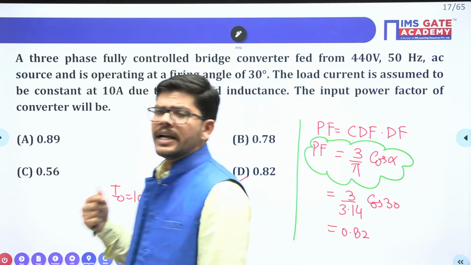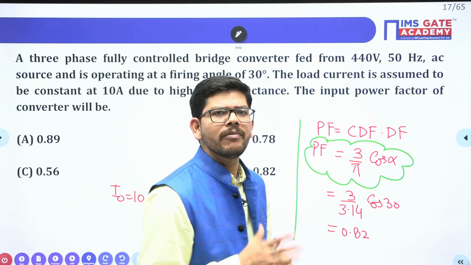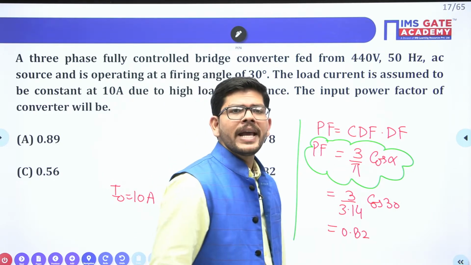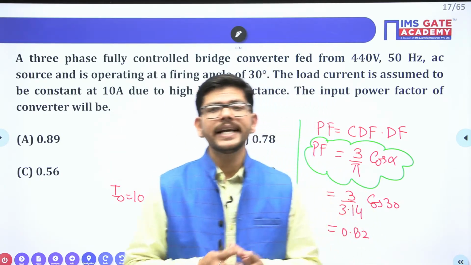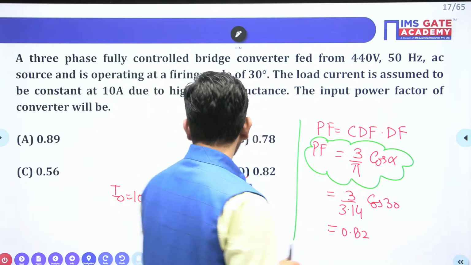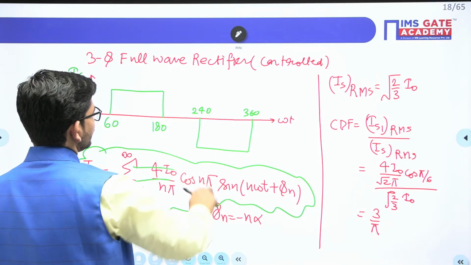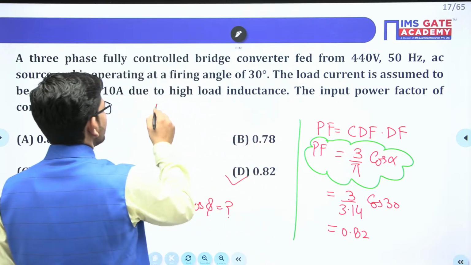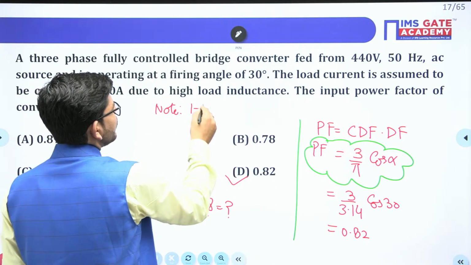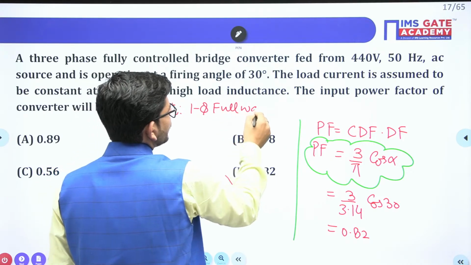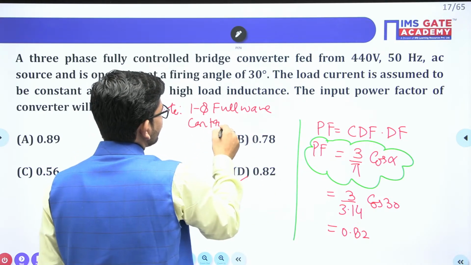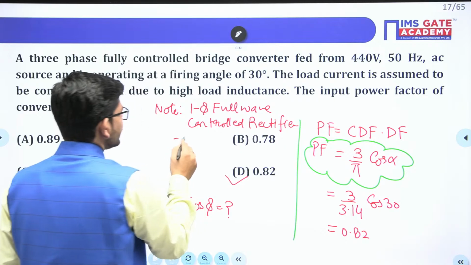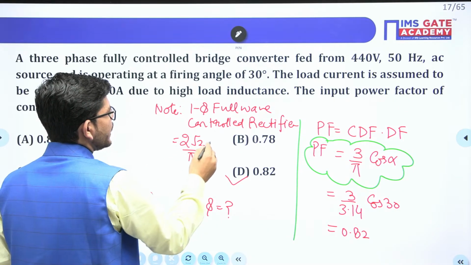Regarding power factor we have two popular formulas. One is for the 3-phase full wave converter, which is 3 by pi cos alpha, and the second is for the single phase full wave controlled rectifier. Let me write a note here. For a single phase full wave controlled rectifier, this is 2 root 2 by pi cos alpha.